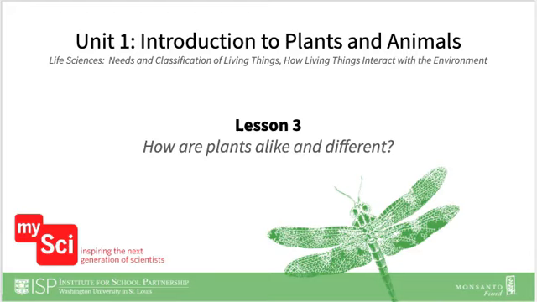Welcome to Lesson 3 in Unit 1, Introduction to Plants and Animals. In this lesson, students will work to answer the question, how are plants alike and different? In this lesson, students figure out that plants grow in habitats where they can get the sunlight, water, and air they need to live. They also figure out that plants can change their environment to meet their needs.